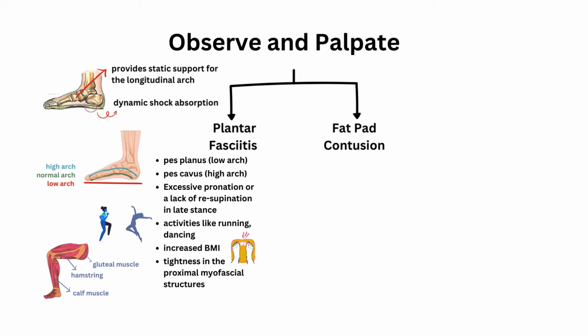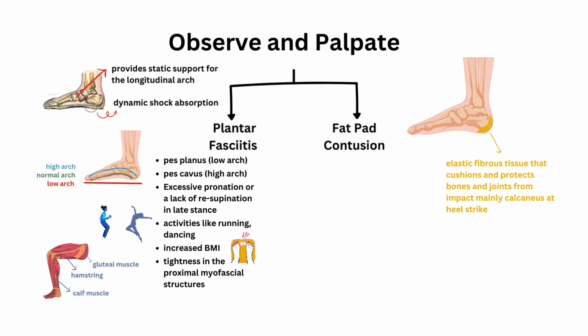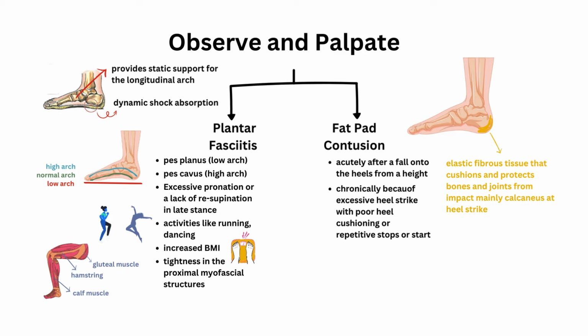Fat pad contusion occurs when there is an injury to the fat pad, an elastic fibrous tissue that cushions and protects bones and joints from impact, mainly the calcaneus at heel strike. It occurs acutely after a fall onto the heel from a height, or chronically because of excessive heel strike with poor heel cushioning or repetitive stops or starts.